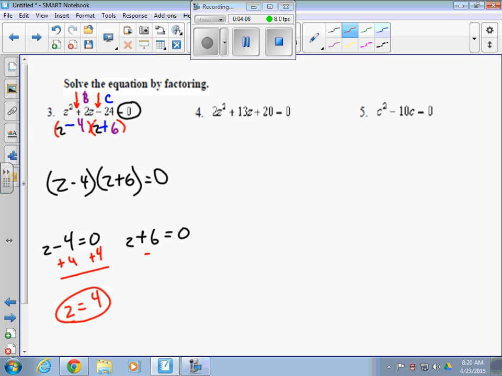And subtract 6 on both sides. Z's value is negative 6. So those are your 2 answers for number 3.